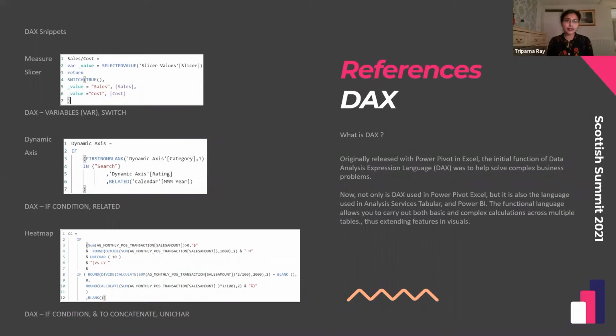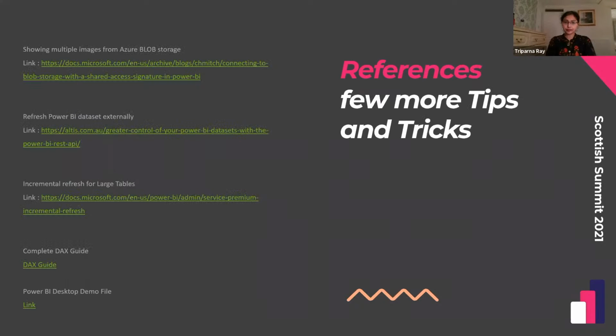Here for the references for DAX, I have just given some of the snippets once again. Let's see, for the measure slicer, we have just used a variable and we have used the SWITCH function here to return the respective slices. And then for the dynamic axis, we have used the IF condition and related functions here. And for the heat map, we have used a code snippet where it is concatenated to the value here. If you want to know more, there are a lot of code snippets and functions available in the community from various users, and if you're really interested, then you can go through that. It really helps us to extend our visuals and take our analytics to the next level.